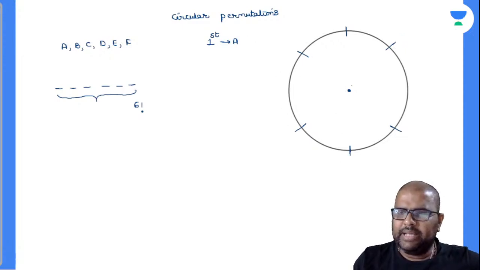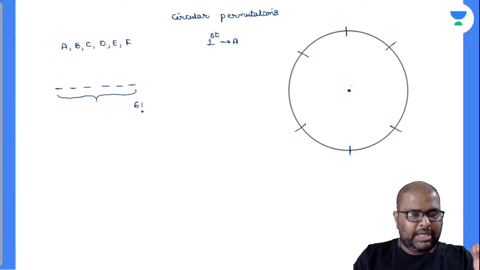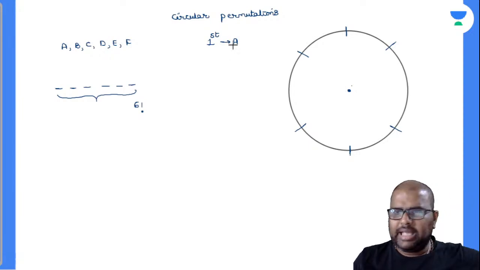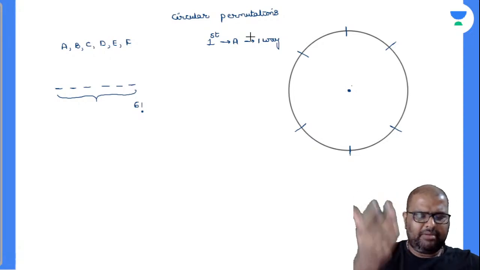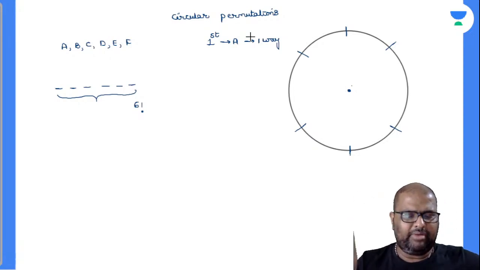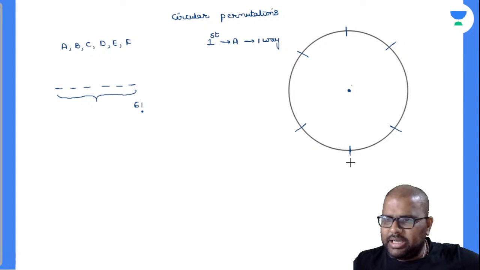By this, what can I say? On an empty circular table, the first person can be seated in how many ways? Only one way. Wherever he sits, it will be only one way. Opposite 3 persons will be there. Immediate left 1, immediate right 1. One way only. Come to the next. So I'll keep A here.